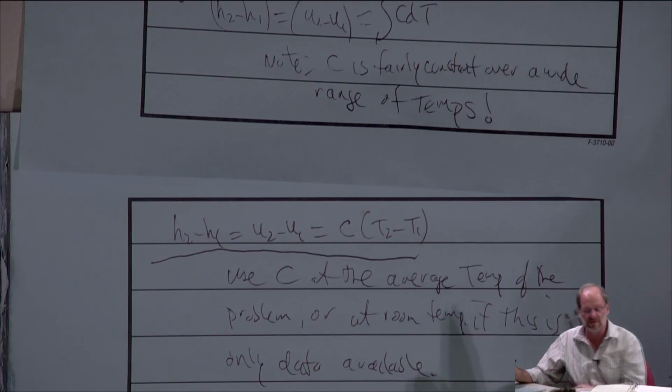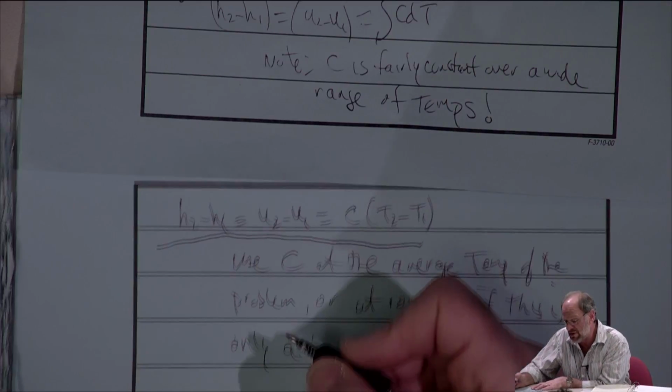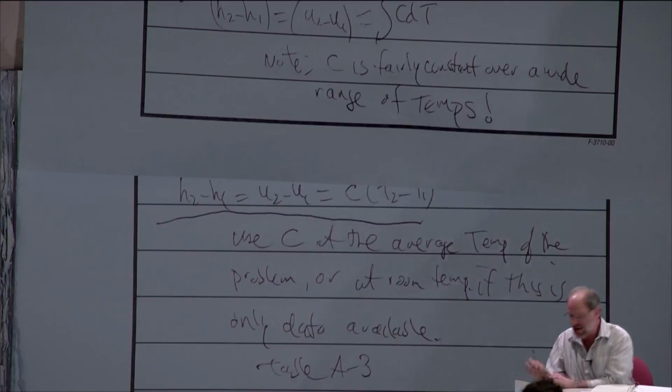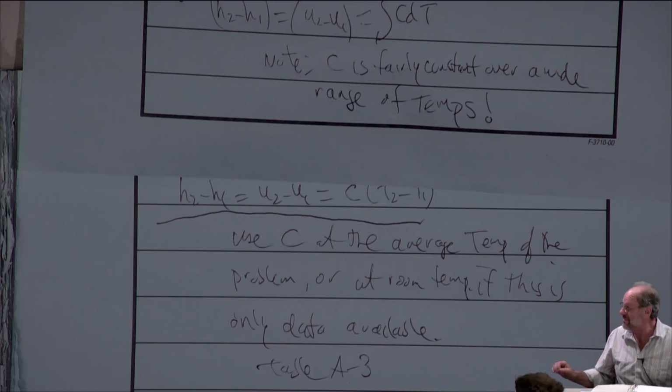Okay. And as it turns out, our data is somewhat limited. So what you want to do is go to table A3. And now, if I could have our producer put the computer up. Okay, so here's table A3. Okay, there we go.